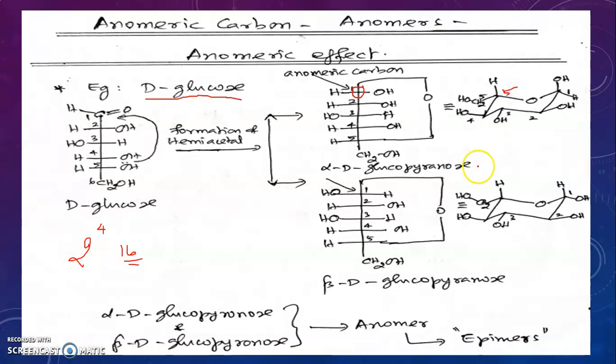Now, see in the Fischer projection of alpha D glucopyranose, the OH group on carbon 1 and carbon 2 are present on the same side. So it is a cis isomer. For 1,2 cis, you know very well, one group should be axial and the other group should be equatorial. So I will place the first OH group in axial position and the second OH group in equatorial position.